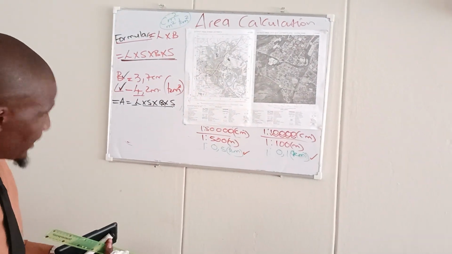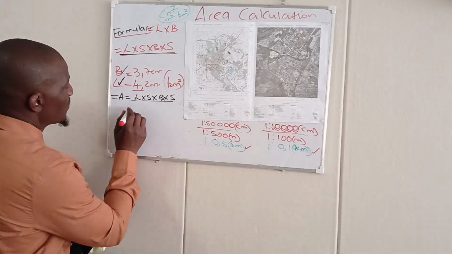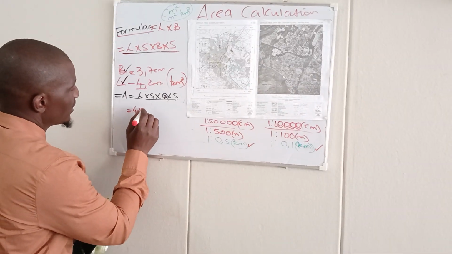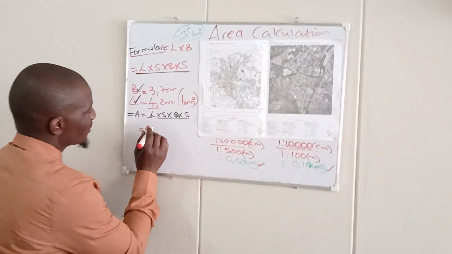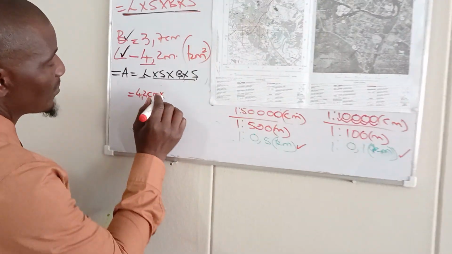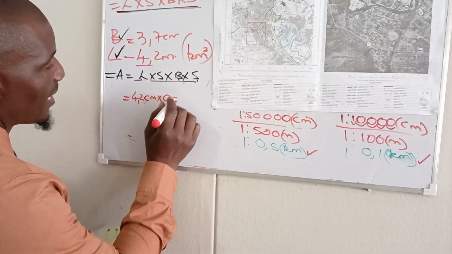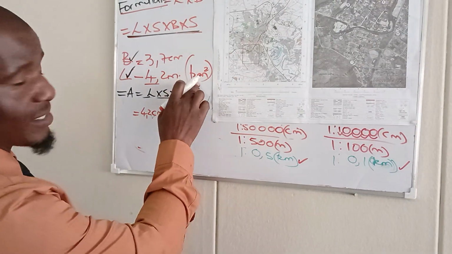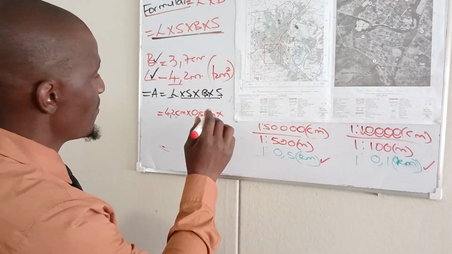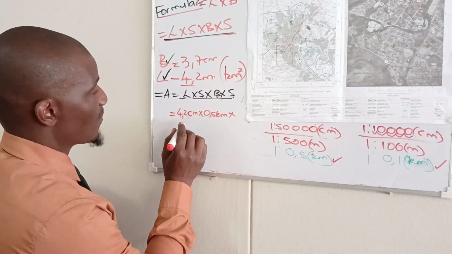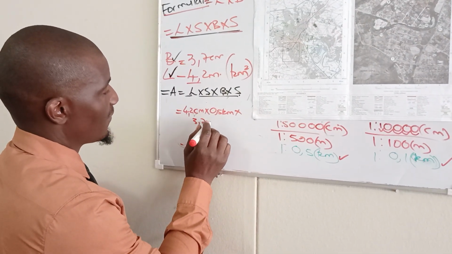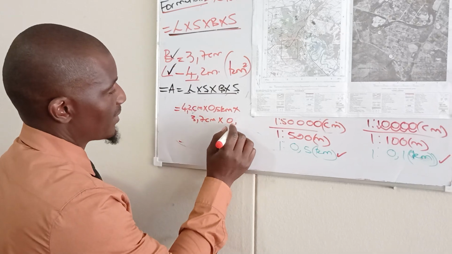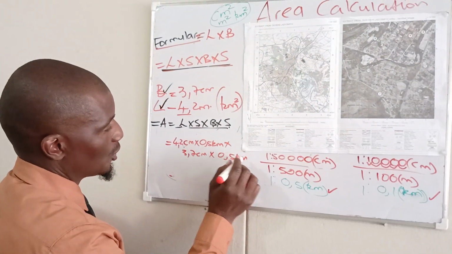How am I going to calculate it now? I'm going to use the same 4.2 centimeters multiplied by 0.5 kilometers. Why am I using 0.5? Because my answer is supposed to be in square kilometers. Okay, multiplied by, this is my length, multiplied by 3.7 centimeters multiplied by 0.5 kilometers.